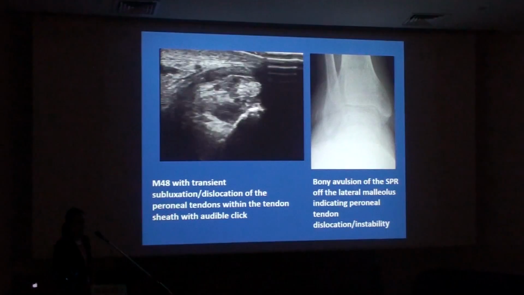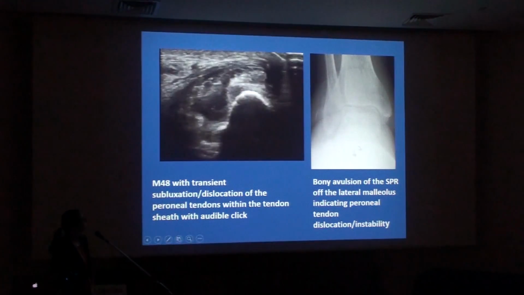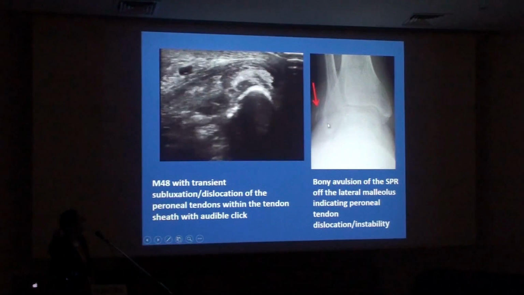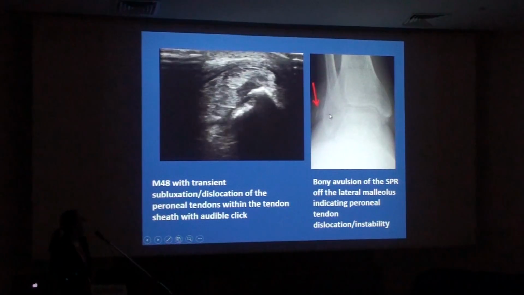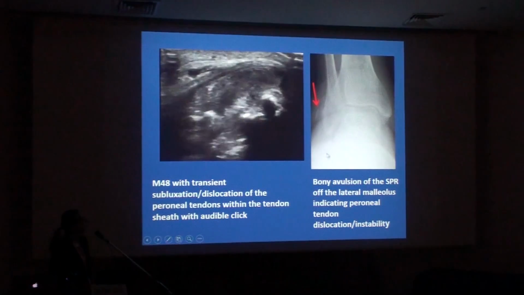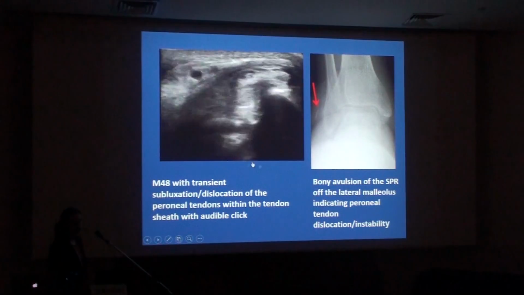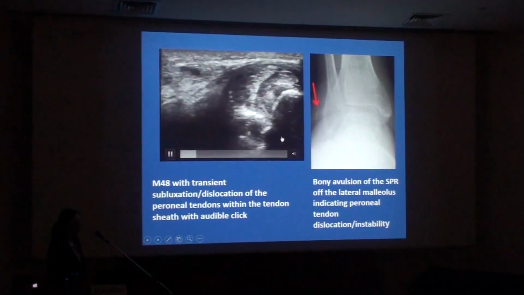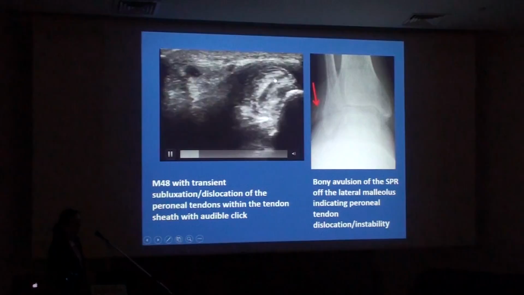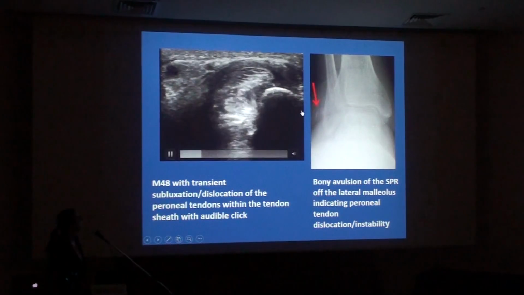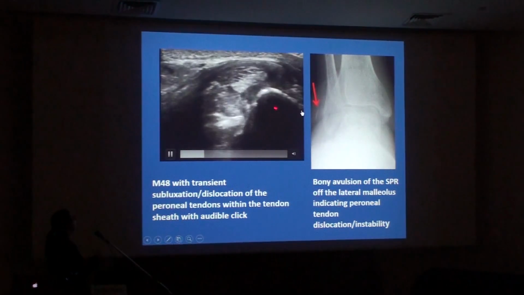So again, to re-emphasize how important radiography is in evaluation of the ankle and peroneal tendons. Here you can see bony avulsion of the lateral malleolus with superior peroneal retinaculum being avulsed, and this is a different patient with intact superior peroneal retinaculum showing transient subluxation of the peroneal tendons within the groove itself.